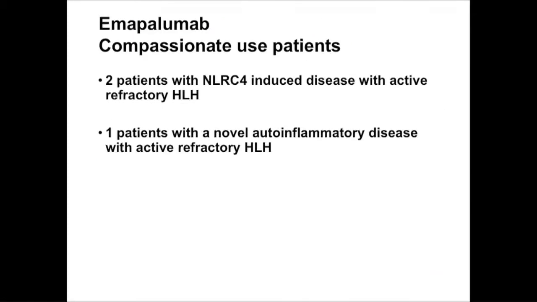So before going to the way we designed the study and the way we selected the dosing regimen for MAS, I'd like to tell you briefly two things about some compassionate use. We have been discussing compassionate use. To date, we have treated two patients with an LRC4-induced disease and active refractory HLH. One of them had a very good response, the one I showed to you last year, I think. The second one had a good response, but is not yet completely out of the disease.